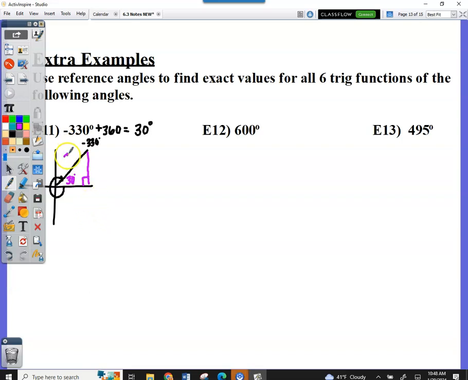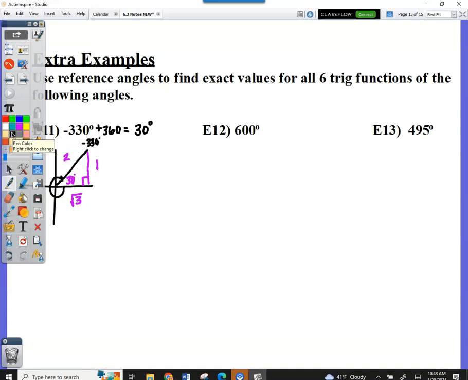I know the hypotenuse is 2. The short side is 1. This is 30, so opposite of it would be the short. That leaves this as root 3. Not drawn to scale clearly at all. And then you would finish sine, cosine, tan. Oh, they want all 6.